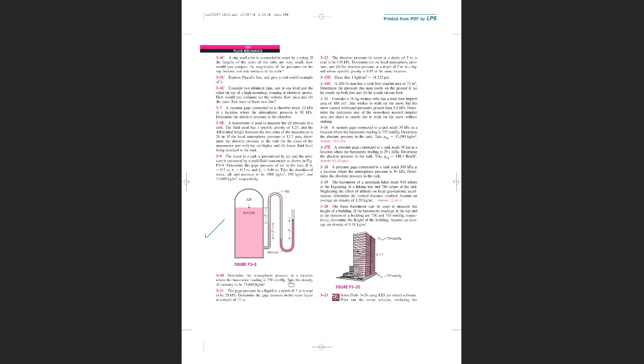Question 10. Determine the atmospheric pressure at the location where the barometric reading is 700 millimeters Hg. Take the density of mercury as given. This is P equal to rho g h. Rho is given, and H is given.